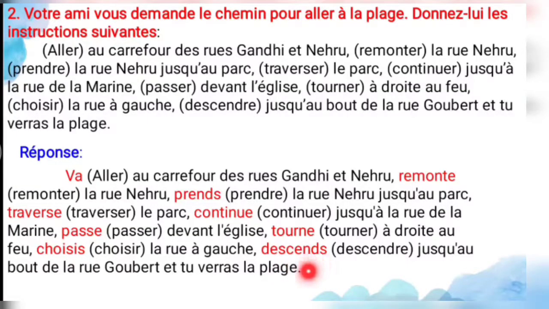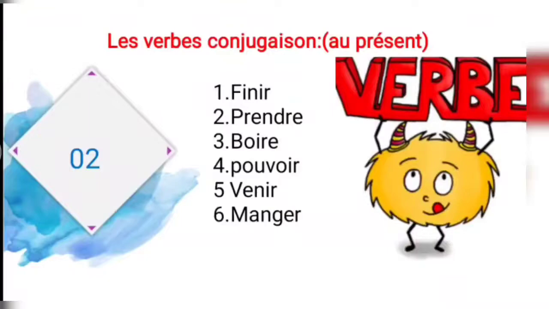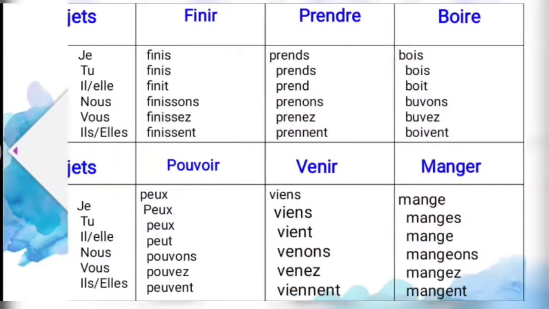So this is the second exercise, which is based on the imperative sentence. And move to the second content, that is the verb conjugation in the present. So what are the verbs we are going to see in this content? First one is finir verb. Finir means what? To finish. And second is prendre, to take. And boire, to drink. And pouvoir, to be able. And venir, to come. And manger, to eat. Let us see the conjugation for these verbs.